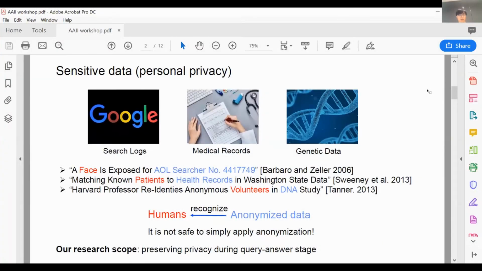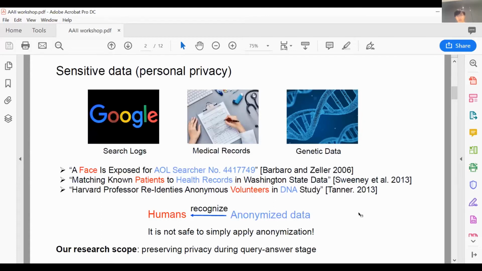People today are more and more concerned about their personal privacy. There are multiple ways in our life to collect our personal data, such as search logs, medical records, and genetic data. When they collect our data, they claim that they have removed our identities. But in the past 20 years, a bunch of studies have found that this anonymized data can still recognize who we are. So basically, it's not safe to simply apply anonymization during data collection.